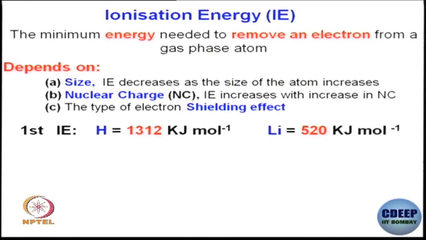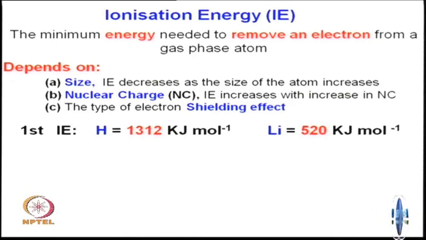From top to bottom, it will be much easier to remove the electron. That means ionization energy will be less, because from top to bottom, size is getting higher and higher, and therefore removing electron will be very easy. So, the ionization energy depends on size, nuclear charge, and the shielding effect. Okay? Let us take an example.